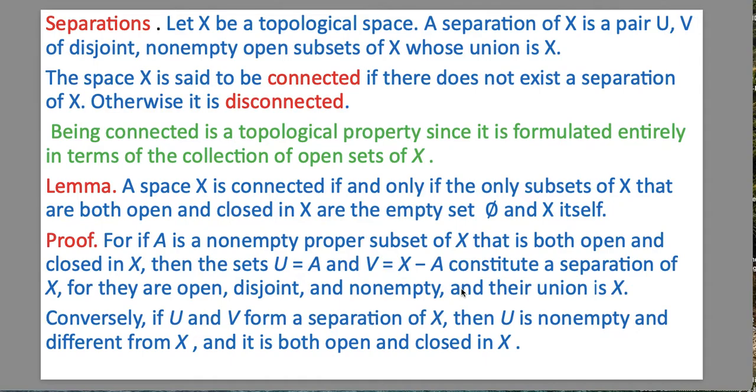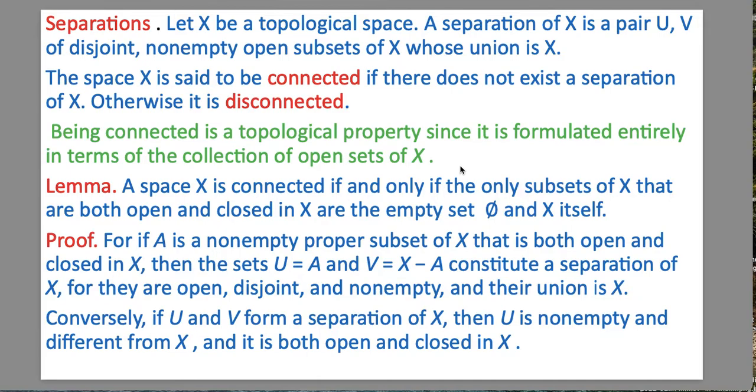So, first of all, we define the notion of separation. Let X be a topological space. A separation of X is a pair of disjoint sets U and V, where U and V are non-empty open subsets of X whose union is X. The space X is said to be connected if there does not exist a separation. Otherwise, it is disconnected. So we can say that being connected is a topological property since it is formulated entirely in terms of the collection of open sets of X.